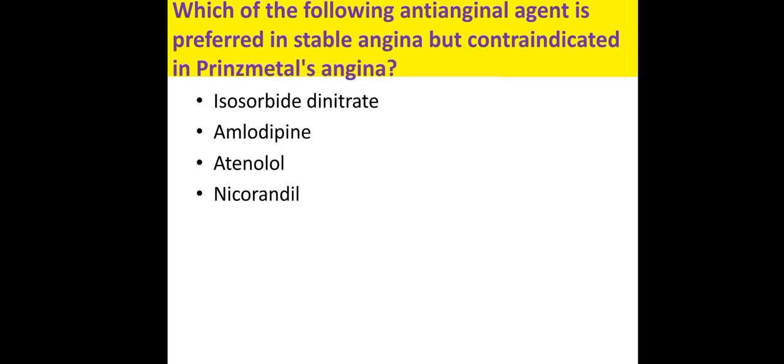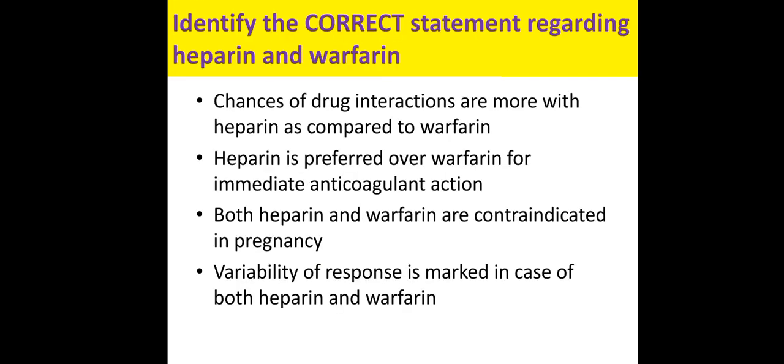Now the question arises in your mind that, sir, atenolol is a cardioselective beta blocker, but selectivity is always relative, it is not absolute. That's why even though the cardioselective beta blocker atenolol is very effective in stable angina, it is contraindicated in Prinzmetal's angina.